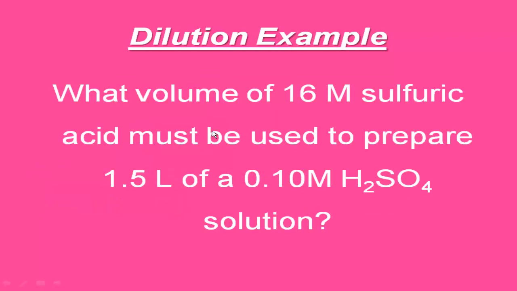The example asks what volume of a 16 molar sulfuric acid must be used to prepare 1.5 liters of a 0.1 molar H2SO4 solution. So this is exactly what I'm talking about, where you have 16 molar sulfuric acid, a concentrated bottle of acid, but obviously I'm not going to hand over a 16 molar bottle of acid. We don't need that for a lab. It's way too concentrated. So we're going to water it down.